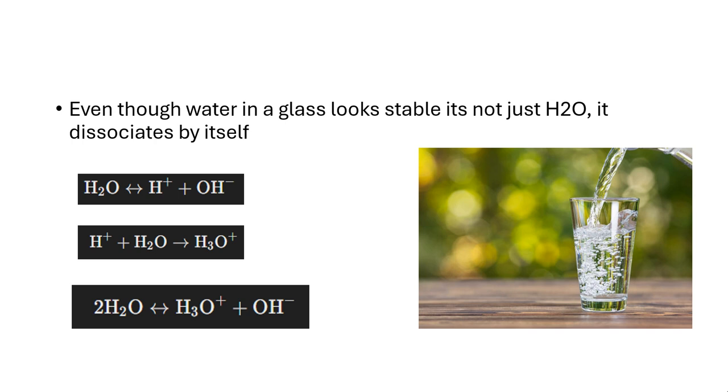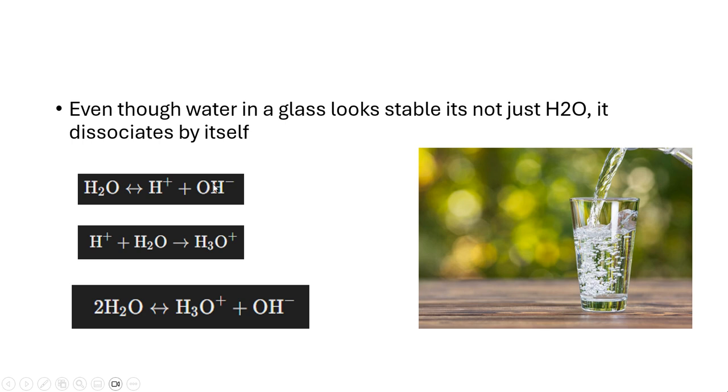So if you look at some water inside a glass, that water is not just water. It's actually dissociating as we speak. What's happening is, by the way, this double arrow means a half arrow, like equilibrium. Water is actually breaking down into H+ and OH-.